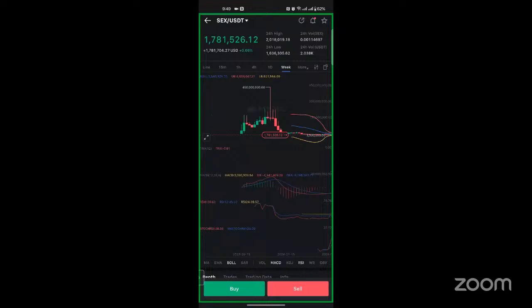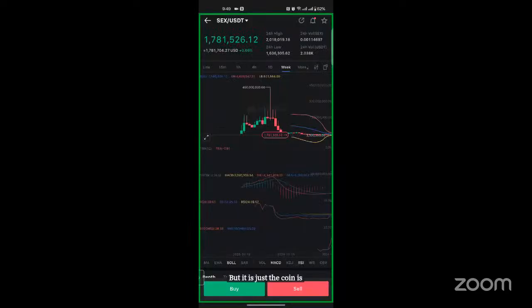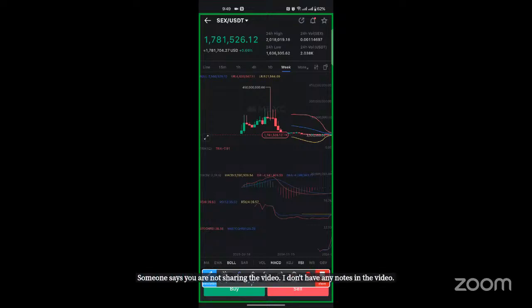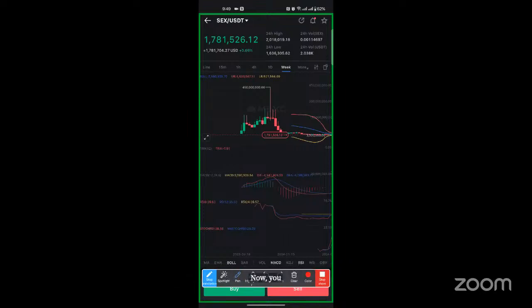I've increased the light. But the coin is just called SEX. I don't have any video. It is just a coin called SEX. I don't have any obscene video. Someone says you are not sharing the video. I don't have any obscene video. It is the coin called SEX. Now you thought I'm going to show you an obscene video. People, you are not serious.